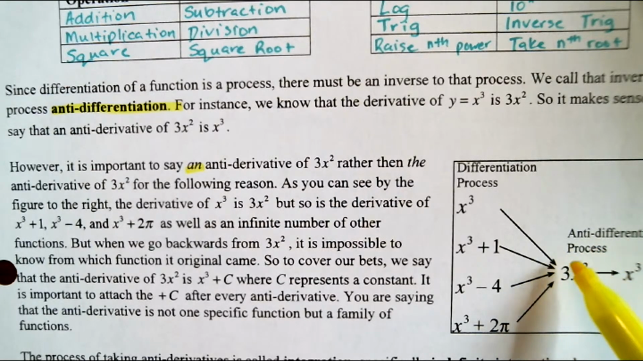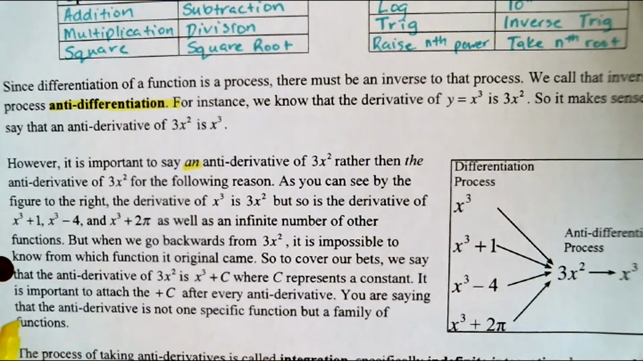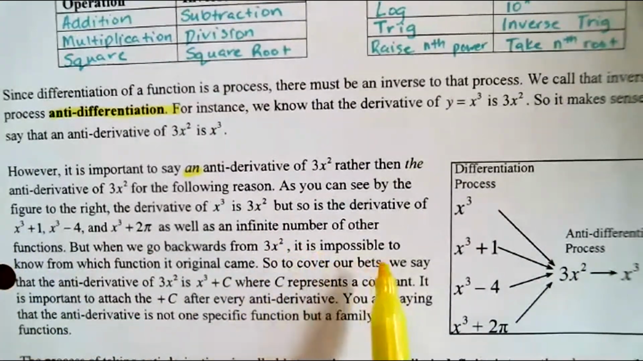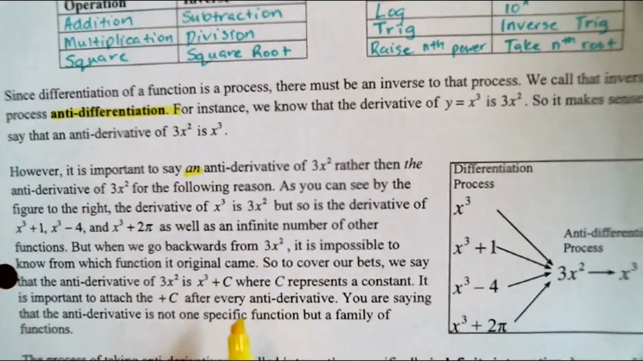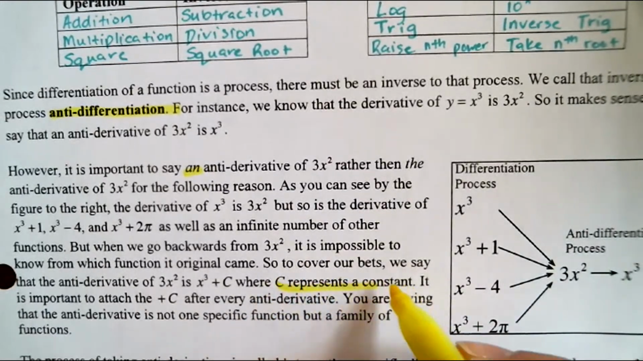All of this can take us to 3x squared, which could lead us to what we see now, this x cubed plus c. But when you go backwards from 3x squared, it is impossible to know from which function it originally came. So to cover all bets, we say that the antiderivative of 3x squared is x cubed plus c, where c represents a constant.